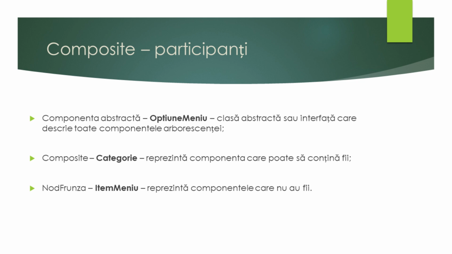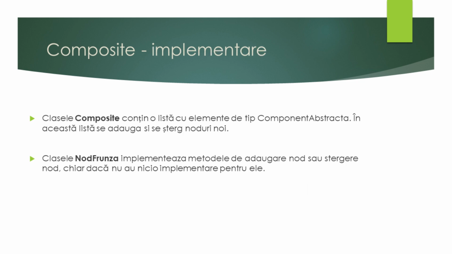Right. Well, for the composite classes, the folders, they have this list where they can add and remove stuff, right? Add new menu items, remove old ones, all that. But here's the interesting part. Even the leaf nodes, the individual items, they also have these methods for adding and removing things. Wait, but how does that make sense? A single tour can't really contain other tours, right?